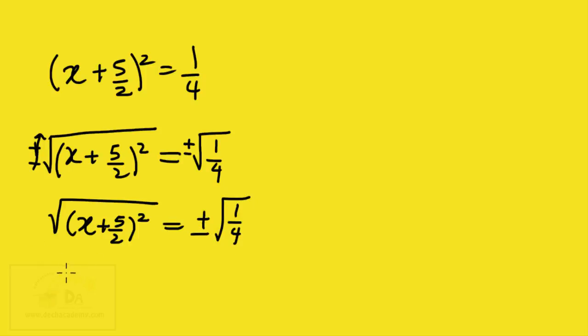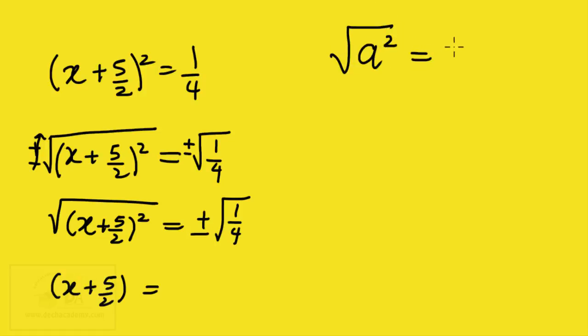The square root of x plus 5 over 2 squared is x plus 5 over 2. In case you're wondering, remember that the square root of a squared is equal to a. The square root of a term squared is equal to the term that was squared. So in this case, the term that was squared is x plus 5 over 2, this bracketed term. So the square root of this term squared is equal to the term. That's what we have here.